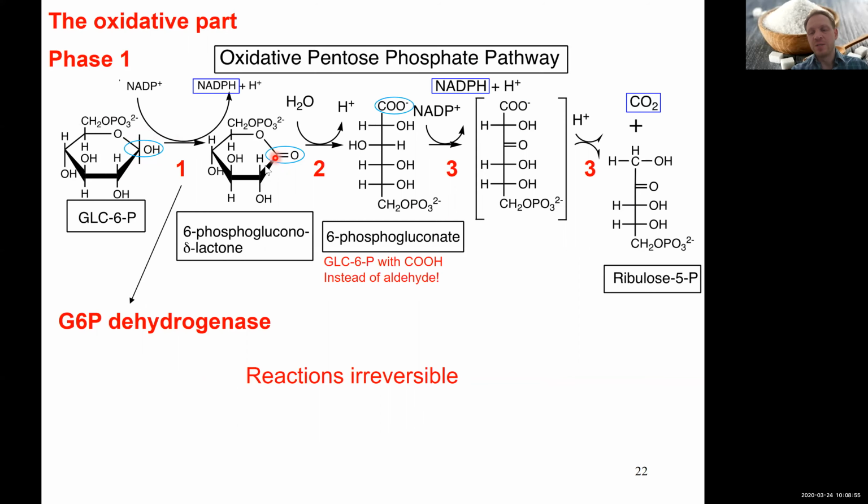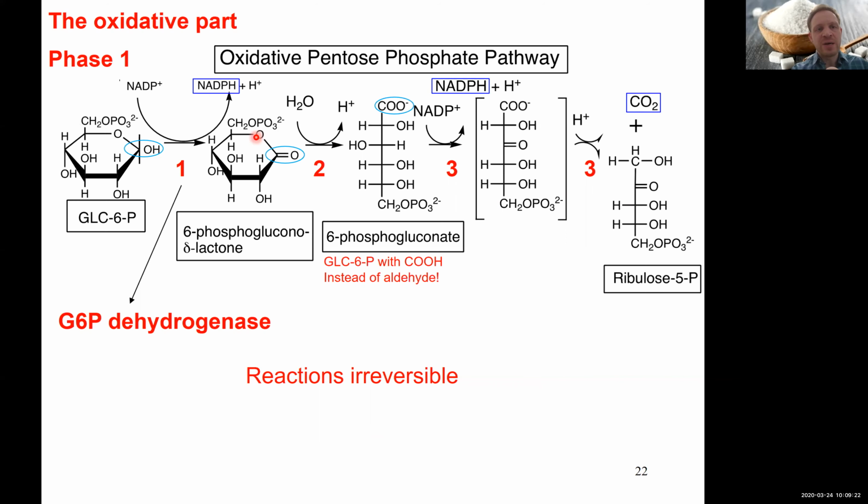Right? This actually occurs while this is in its ring form. And we're generating a carboxylic acid essentially here. Here's your carbonyl and here's your second oxygen. In a ring form, that's a lactone. So what we're generating is 6-phosphoglucono-delta-lactone, but essentially just the oxidized form of glucose-6-phosphate in the ring form. That's what we're doing here.